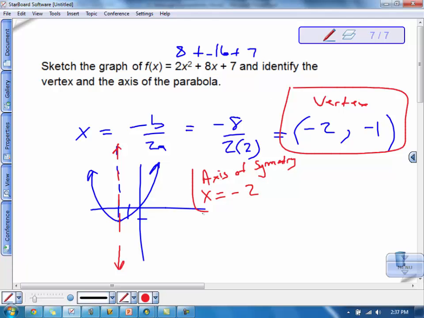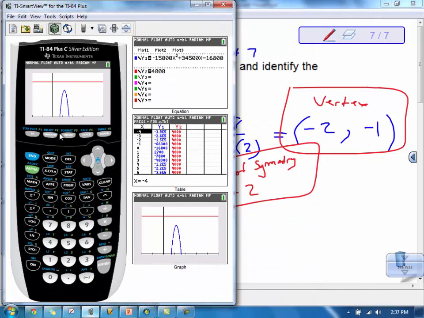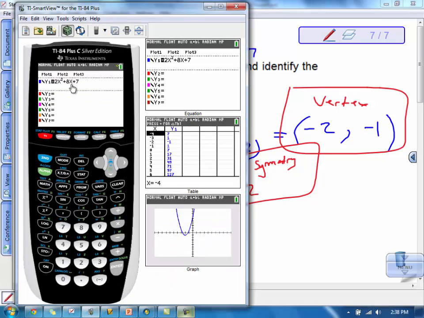These are things that you need to know how to find by hand as well as with the calculator. To find it with the calculator, I think you guys probably remember this. I'm going to go to a standard window real quick. Alright, so if you plug this into y equals, and you take a look at the graph, you can see the vertex is at negative 2, negative 1.